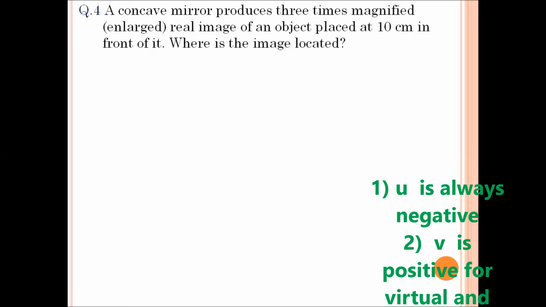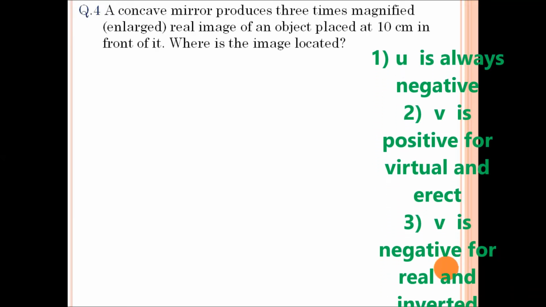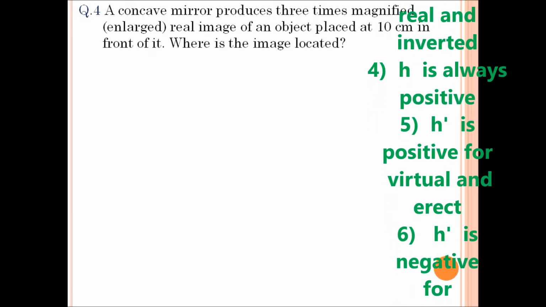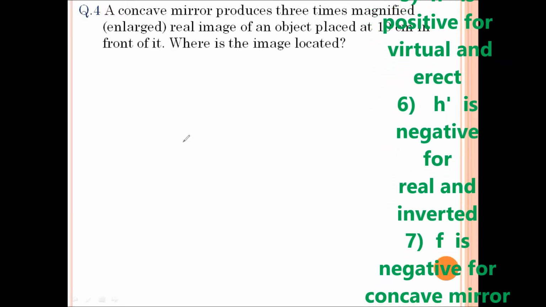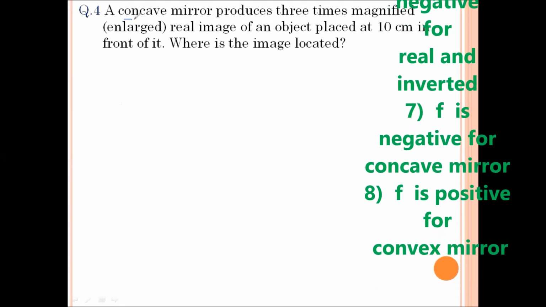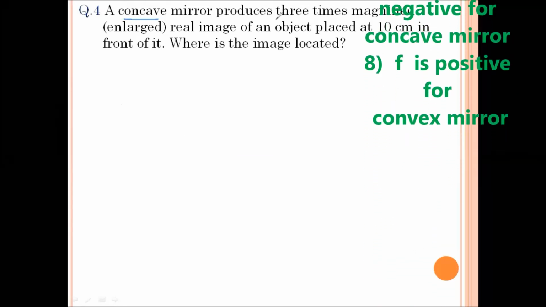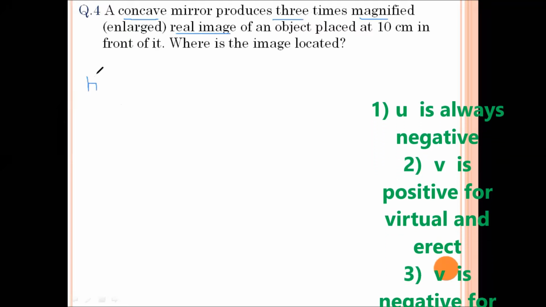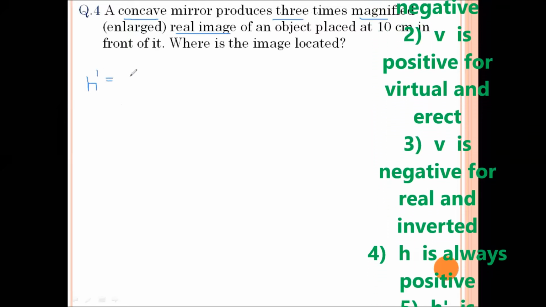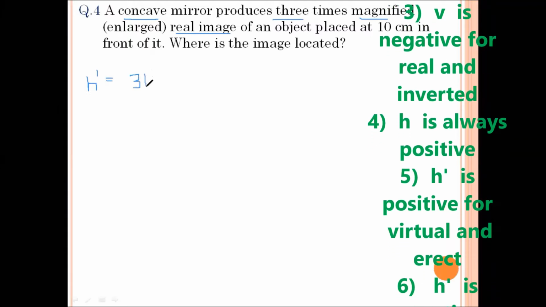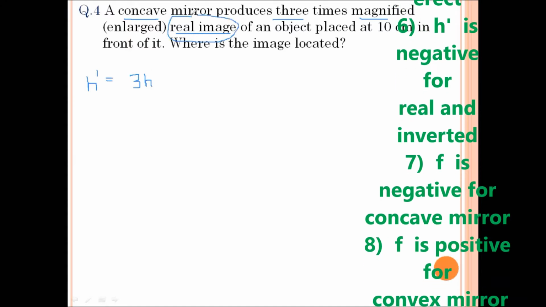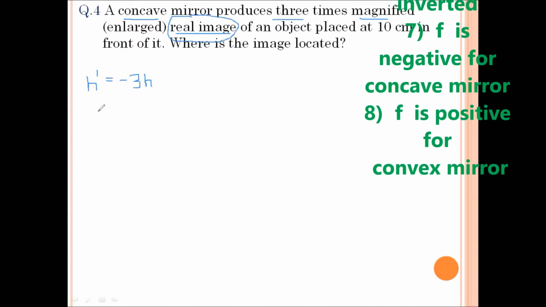A concave mirror produces 3 times magnified enlarged real image of an object placed at 10 centimeter in front of it. Where is the image located? So we have been given a concave mirror which produces a 3 times magnified enlarged real image of an object. The size of the image formed is 3 times the size of the object, and it is also given that the image formed is real in nature. So for real we know h dash is taken negative.